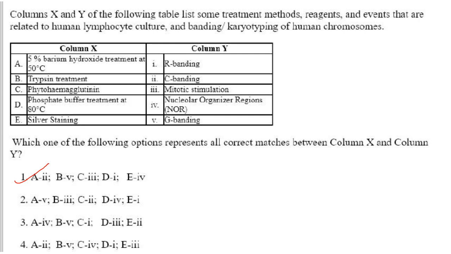Phytohemagglutinin is for mitotic stimulation. Phosphate buffer treatment at 80 degrees is for R banding. And silver staining is for nucleolar organizer regions, NOR. So the answer here is option 1, A2, B4, B5, C3, D1, E4.